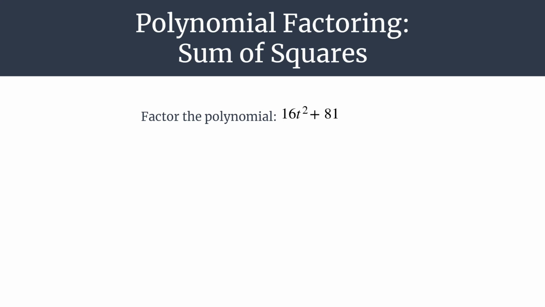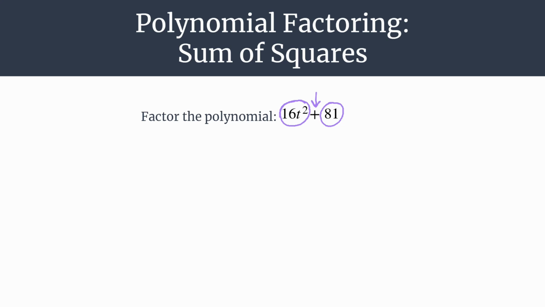As we get started, recognize that we can use the sum of squares factoring technique because we're dealing with, by definition, the sum of two perfect squares. So we see the plus sign, that's the sum. In the first term, we have 16t squared. Okay, that's a perfect square. Think about (4t) squared. And our second term, 81, is also a perfect square. That one's even easier to see.